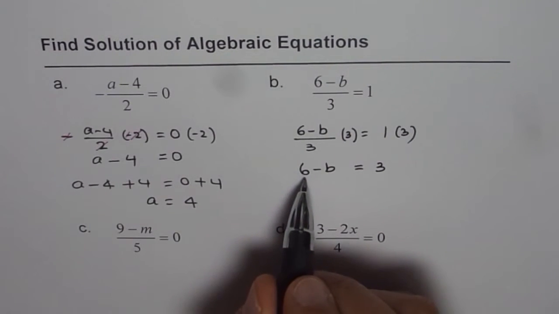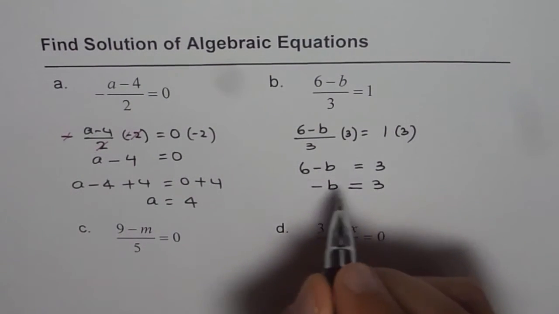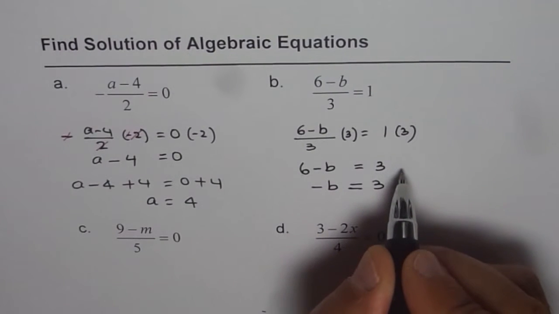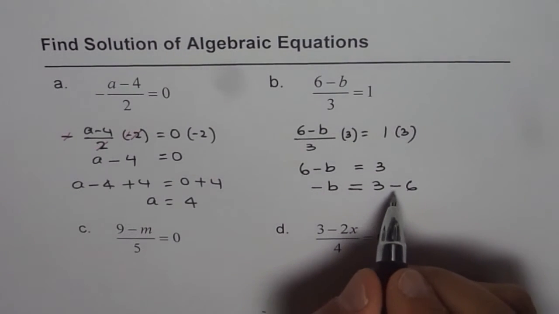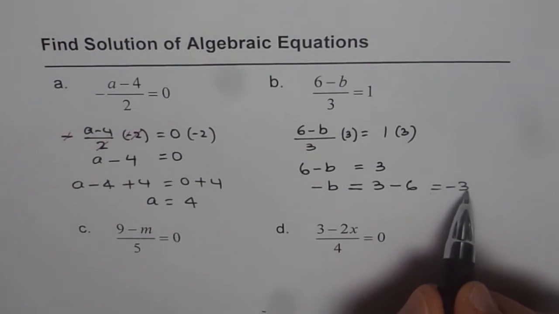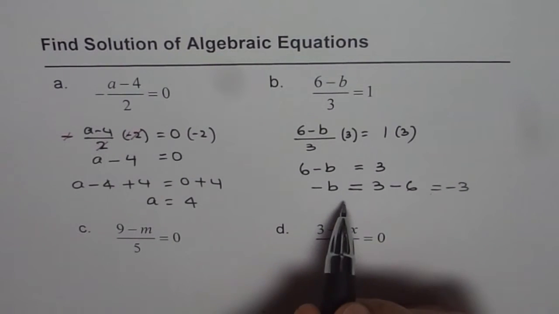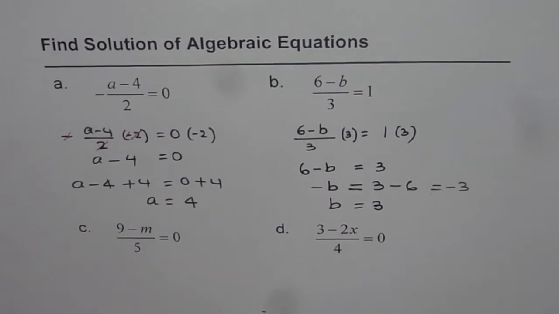Let's first get rid of 6. So we can write this as minus b equals 3 minus 6. If we take 6 to the other side, it becomes negative 6, right? Which is 3 minus 6, that is minus 3. Now minus b equals minus 3. We can multiply both sides by minus 1. So we get b equals 3 as our answer. These are very interesting examples. Go through them one by one. Try to understand the strategies which we are applying to solve them.